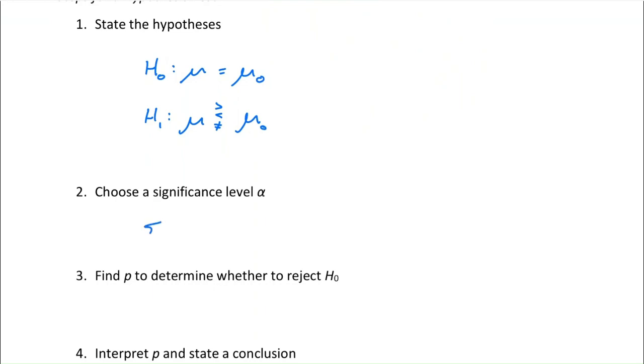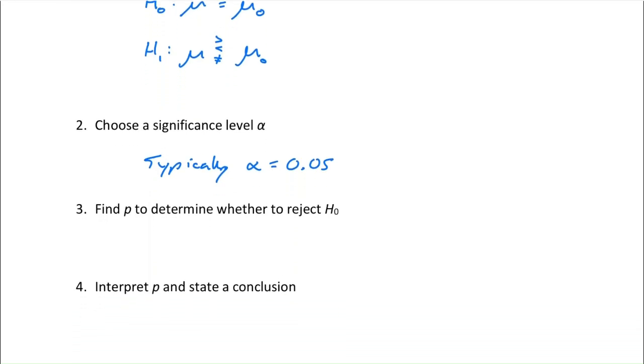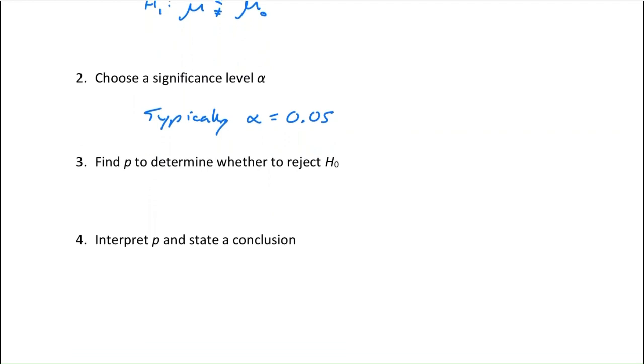Now, typically, we use 5%. So typically, we'll use alpha equals 0.05. But again, that varies on situation. And typically, a problem would tell you what that is. If you're doing this on your own, again, you decide what you think is most appropriate.